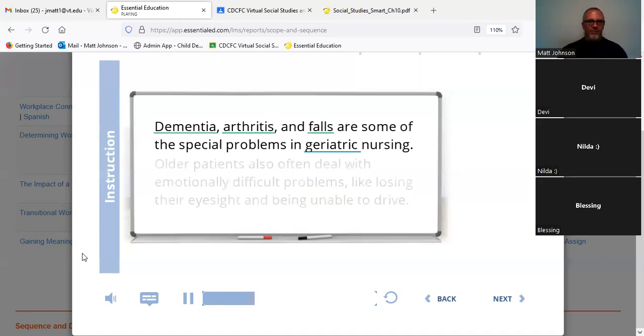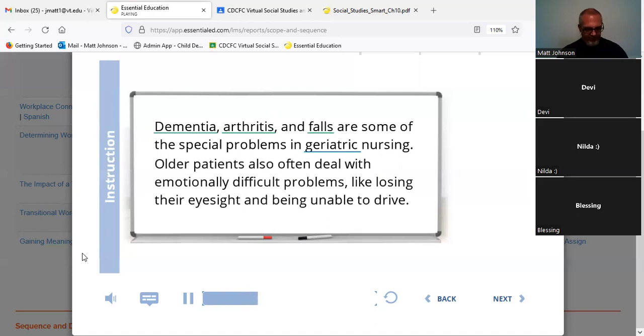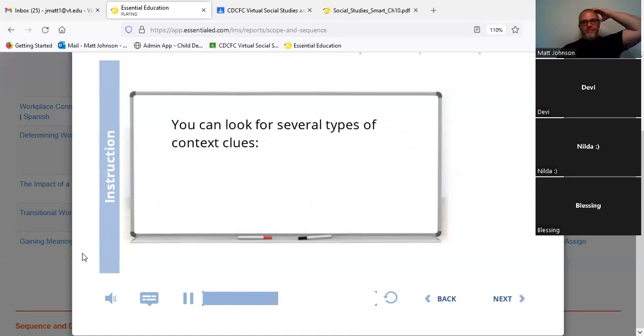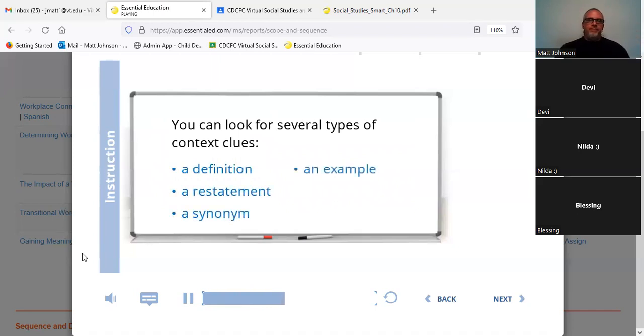The next sentence reads, Older patients also often deal with emotionally difficult problems, like losing their eyesight and being unable to drive. Ah, the term older patients really confirms what I was already thinking. Geriatric must mean dealing with older people. You can look for several types of context clues: a definition, restatement, or synonym; an example like dementia, arthritis, and falls; a comparison to something similar or different; or a cause and effect relationship. Context clues can be very helpful when you're trying to understand important words. I bet you'll find that they help you a lot.